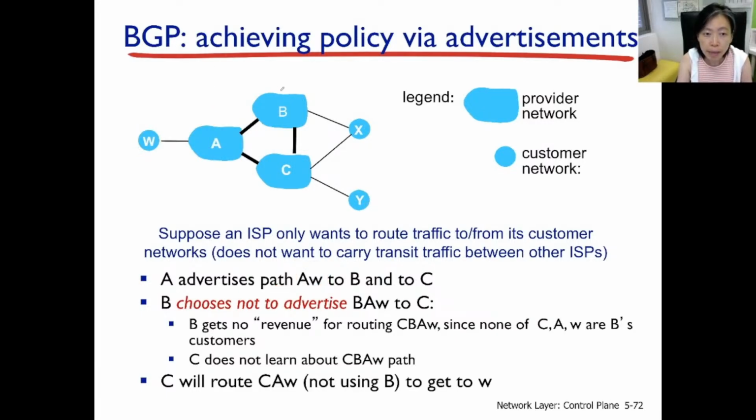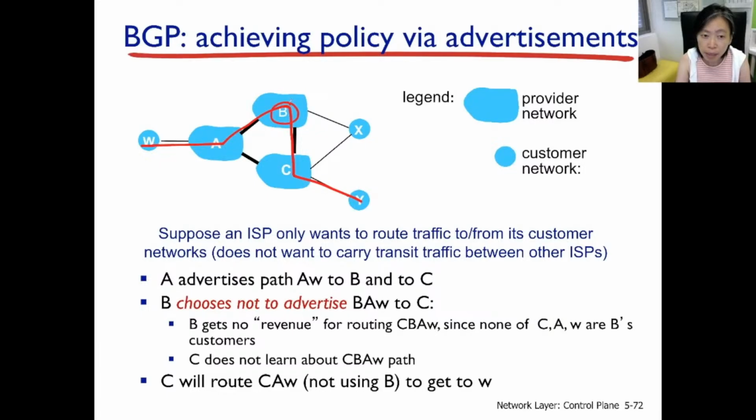As a result, B is going to see this path, prepend itself, and see if this AS path needs to be further advertised to yet another neighboring AS, such as provider C. Now, B's network admin actually knows better and chooses not to do that. And the reason for that is this. If BAW is advertised to C, C is going to discover this is actually one way for this user in Y to send traffic to the user in W. And therefore, the traffic is going to go this way to W.